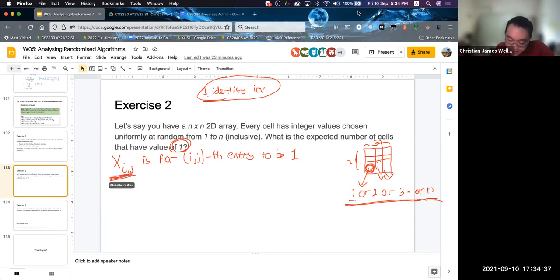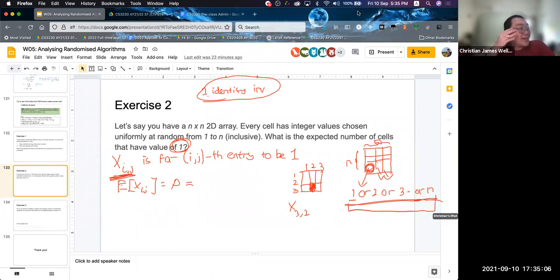So Xij is, for example, this is maybe 1, 2, 3, 1, 2, 3. So X32 will be for this guy over here. Okay, so the expectation of Xij equals the probability that it equals 1, which is 1 over n because you are selecting from 1 to n. So this is 1 over n. Let's keep this in mind.